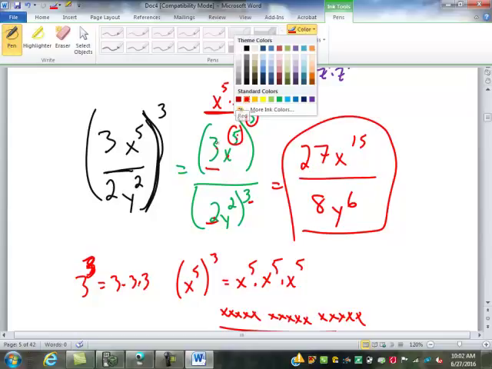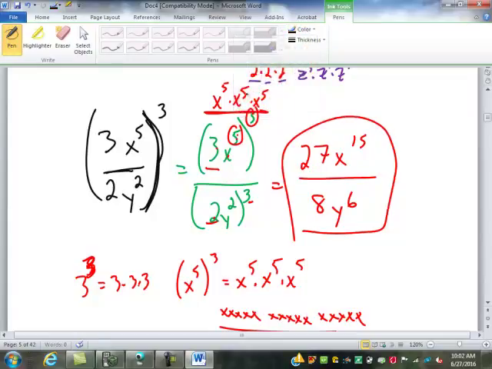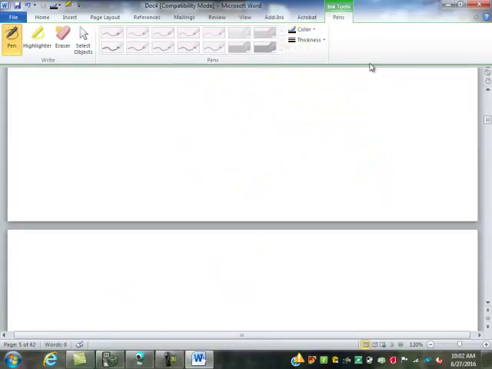Let's try another one. Now remember, variables with powers.